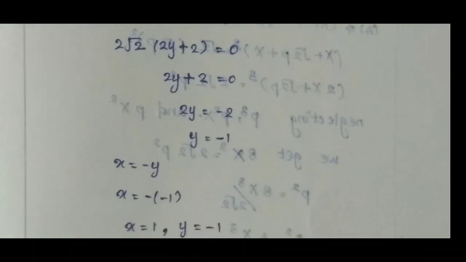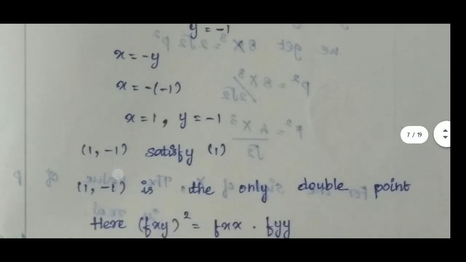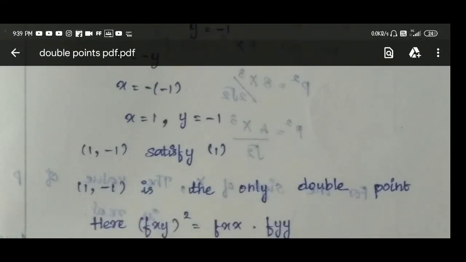So x equal to minus y. Instead of y we substitute minus 1, so x equal to 1. X equal to 1, y equal to minus 1. The point 1 comma minus 1 satisfies equation 1. So 1 comma minus 1 is the only double point.